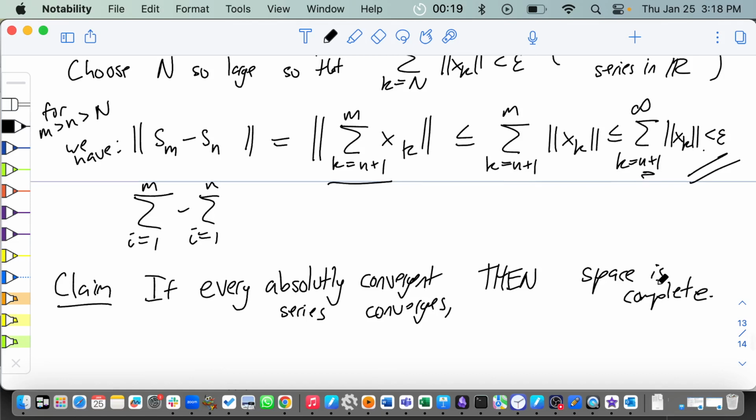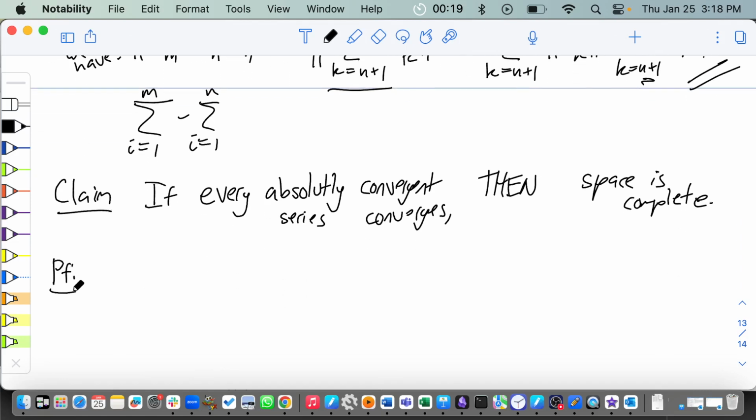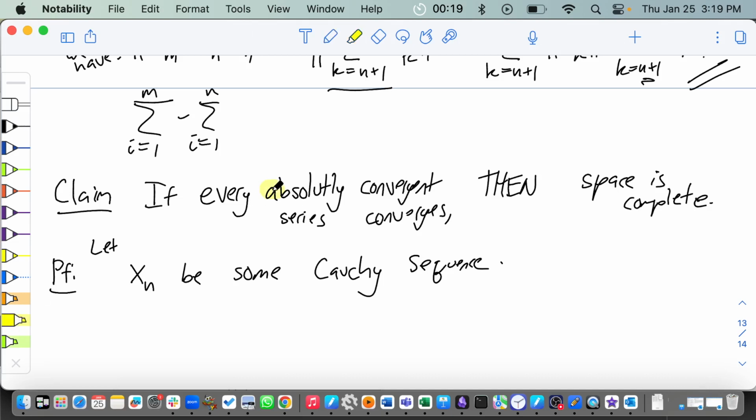So how are we going to prove this? Well, someone is going to give us a Cauchy sequence. So let xn be some Cauchy sequence. And we would like to show, at the bottom of the page, that therefore xn is a convergent sequence. We're going to find a limit for xn. How are we possibly going to find a limit for the xn? Well, we're going to have to make some kind of absolutely convergent series, and we were told that those converge. So we'll construct a convergent series, find its limit, and then use that to find the limit of this sequence. So we're given a Cauchy sequence, and we're going to convert it into a series.